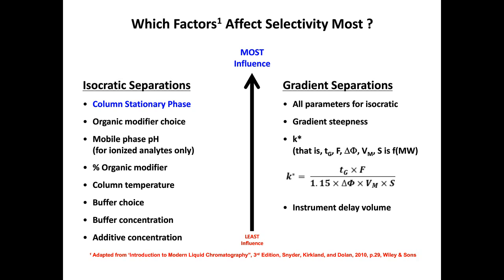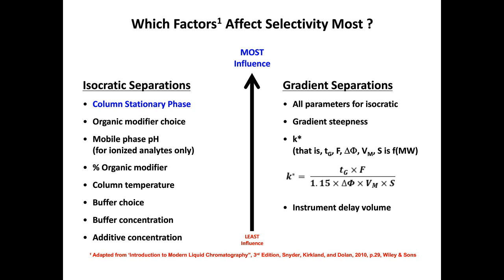Some of these first top 4 are about the same in value, although pH certainly can be the most powerful for ionized analytes. All of these various parameters affect selectivity or relative retention. For gradient separations, all of the ones on the left-hand side that were in play for isocratic are in play as well, as well as gradient steepness, which is the inverse of K-star. That's affected by, as the gradient equation shows here, these various parameters: time, flow rate, gradient range, volume, and a component that's a function of the molecular weight of the analytes.